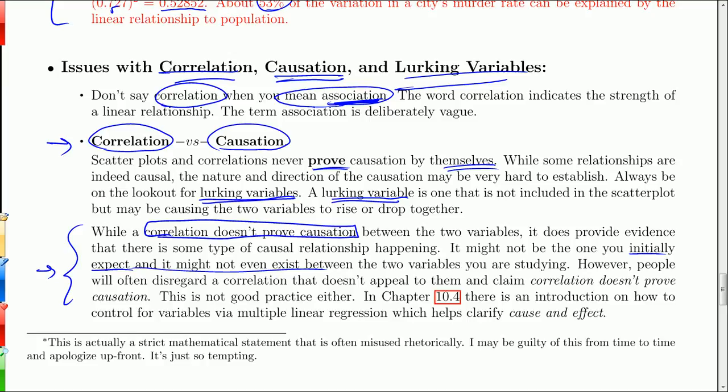All right? So the problem with this statement, correlation doesn't prove causation, is some people will take a correlation that they don't like and just throw it out and claim correlation doesn't prove causation. On the other hand, correlation doesn't mean there isn't causation, right? So you don't want to just throw out the causation possibility because of this statement. It's always worth looking into the cause and effect relationship because that's really what we want to learn. Chapter 10.4 tells us a little bit more about how we do that with multiple linear regression.